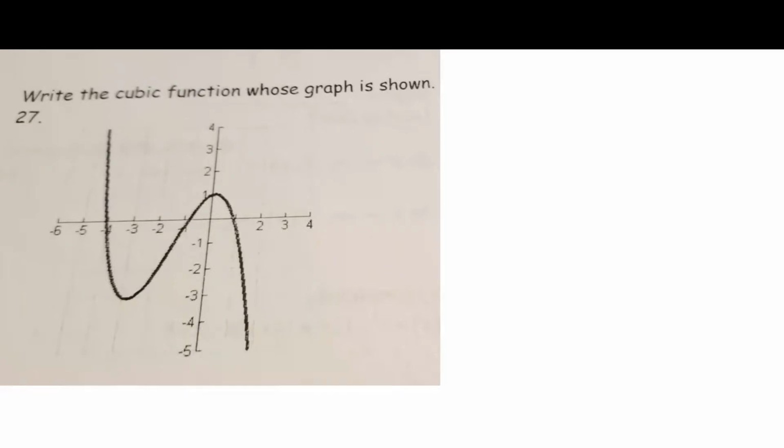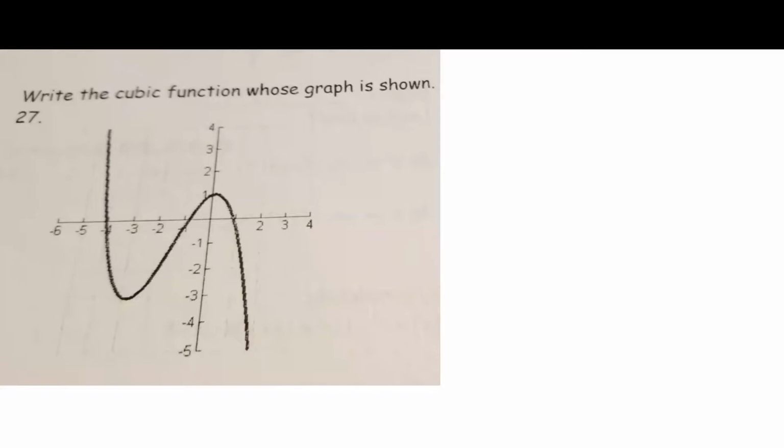Okay, hey, I just want to show you how to do a couple of these problems. The question says, write the cubic function whose graph is shown. So the first thing we want to do is go ahead and find what is x when y is 0.